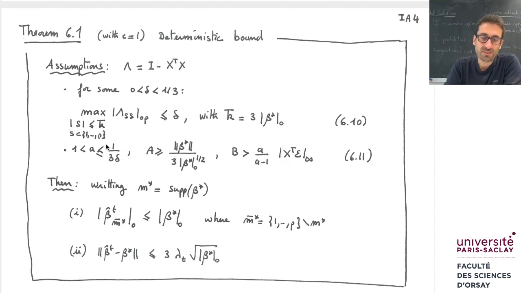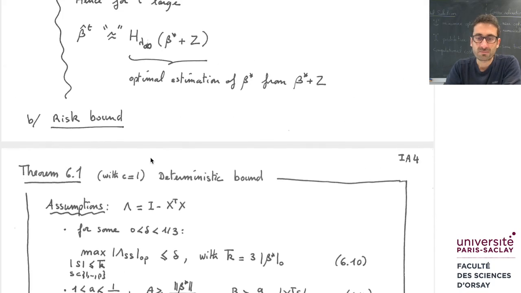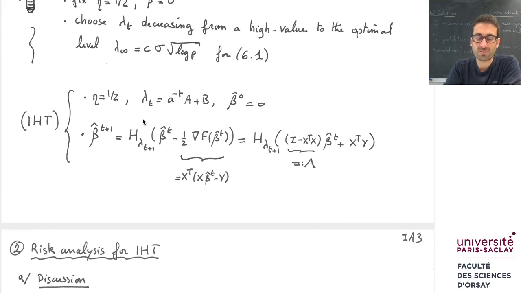The second assumption is on the choice of the parameter. So first, A must be smaller than 1/3 delta, and it must be larger than 1. A must be large enough. I remind you, looking again at lambda t, that lambda 0 is A plus B, so A is really what will drive the value for t equal to 0, the initial value, while B is really what will drive the value of lambda t when t goes to infinity.